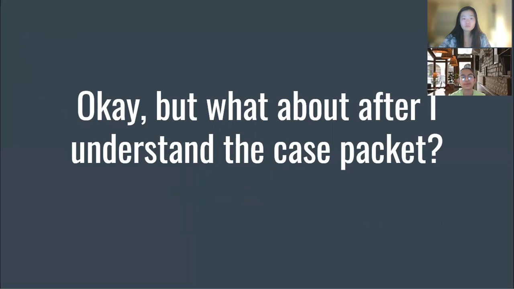Cool. So you're probably wondering what to do after you understand the case packet, after you know the main storyline of the case for this certain year. There are a lot of steps that you should take. So we've broken it down into 5 main ones. The first one is about brainstorming ideas for possible arguments on both sides, the prosecution and the defense. So we recommend writing a list of about 4 per side. Oh, sorry, can you go to the next slide?